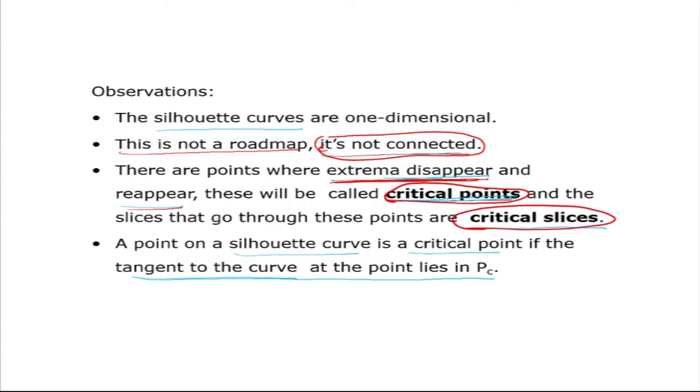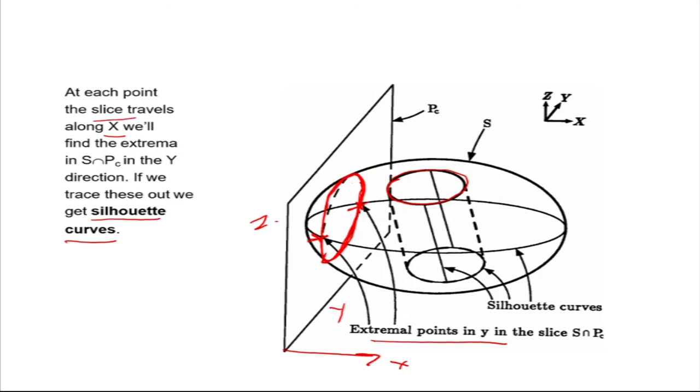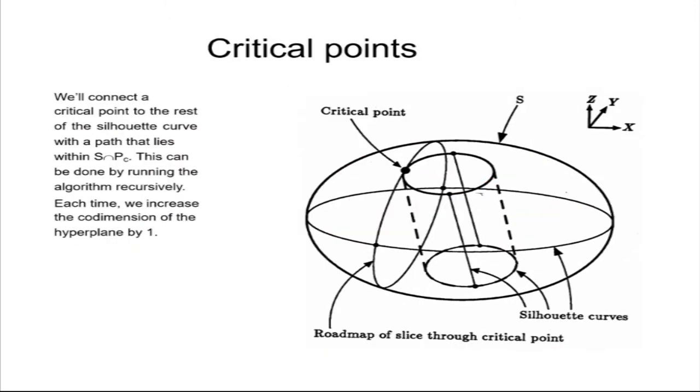Now, a point on a silhouette curve is a critical point if the tangent to the curve at the point lies in PC. Now, if you can imagine a little bit, what am I trying to do? Maybe if I want to do path planning, I want to go inside here. That's my goal. So basically, I need to find this point. I need to go inside that hole, the cylindrical hole. So I need to locate this point, and once I locate this point, then I can go inside. So what the critical points are doing is basically they're trying to locate where there is a change in the silhouette, in the curve.